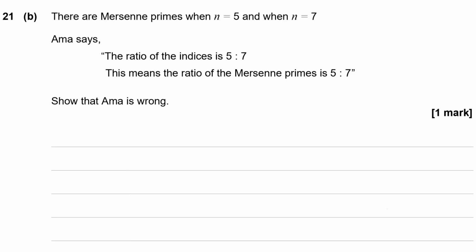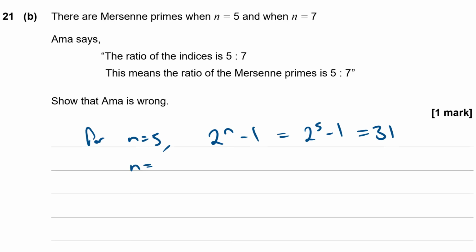So for n equals 5, 2 to the power n minus 1 is 2 to the 5 minus 1. 2 to the 5 is 2, 4, 8, 16, 32. 32 take away 1 is 31. And for n equals 7, 2 to the n minus 1 is 2 to the 7 minus 1, which is going to be 32, 64, 128. 128 minus 1, which is 127.